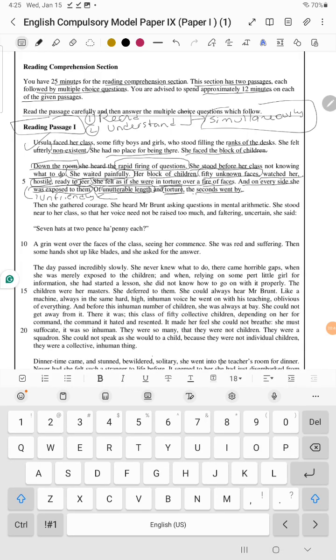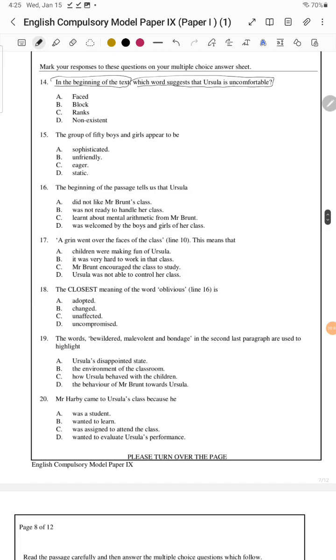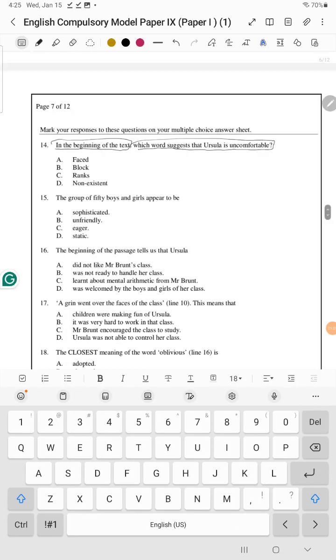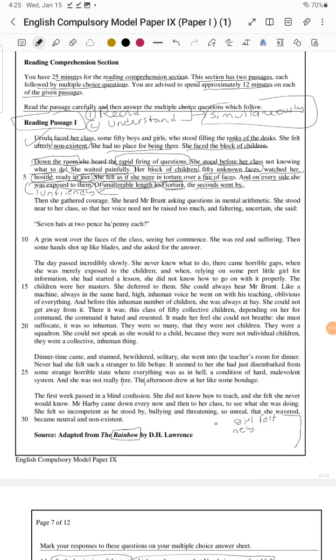So I think from here I can summarize: in the beginning of the text, which word suggests that Ursula is uncomfortable? What is the word? Faced, block, ranks, or non-existent? Okay, so what you have to do is go to the passage again directly. In the examination as well, you have to go directly to the passage. You can skim.